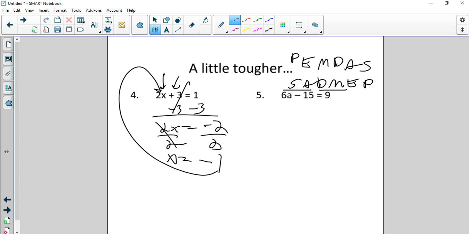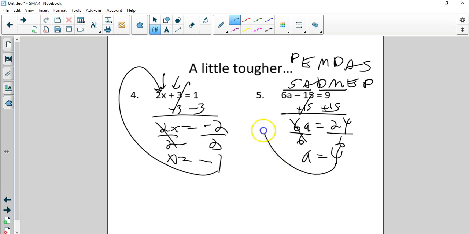Here I've got multiplication again and subtraction. So I'm going to undo the subtraction first, on both sides. 6 times A equals 15 plus 9, which is 24. Now I undo the multiplication with division. And that gives me A is 4, which I can check. Whoops. 6 times 4 is 24, and 24 minus 15 is 9.